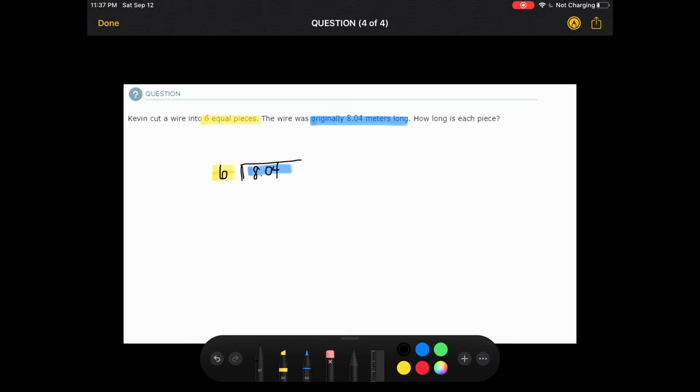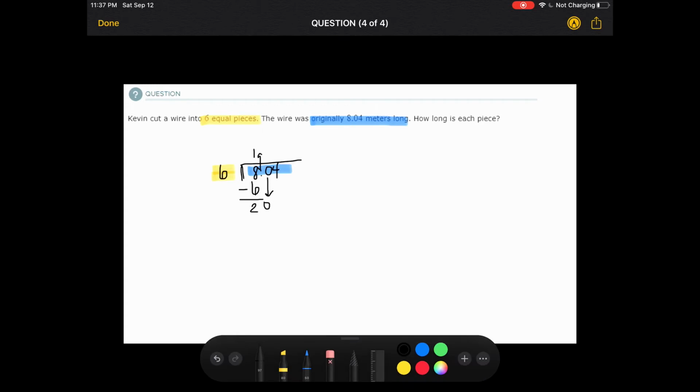So to do that, I'm going to start with my 6 and the 8. So I'm going to say, well, how many times does 6 go into 8 without going over? And I know that 6 can go into 8 one time without going over. Okay. And I'm going to say, well, 1 times 6 is 6. Okay. And then I'm going to subtract. And then I'm going to bring down. Okay. So there we go. That's my first rotation going through this.